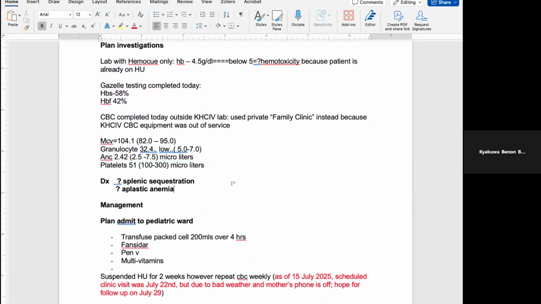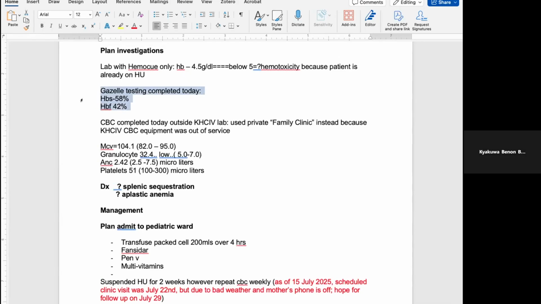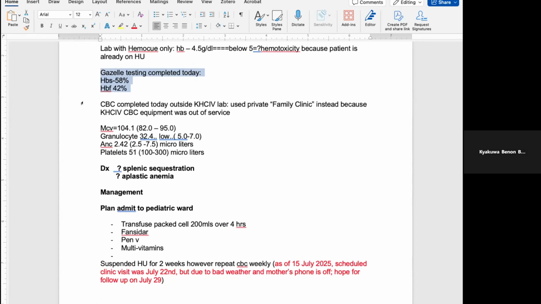But as well, the gazelle was showing that the hydroxyurea, which increases production of fetal hemoglobin, was doing its work. Yes, but again, maybe it was doing another harm. So we decided to stop hydroxyurea as we monitor for 3 weeks.